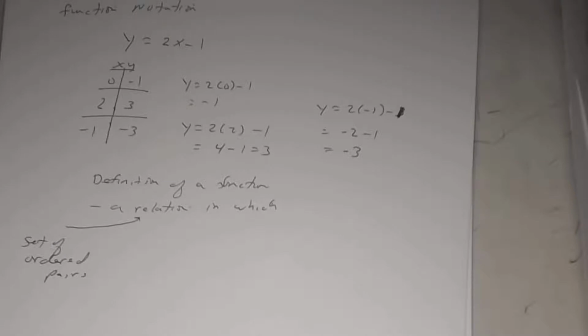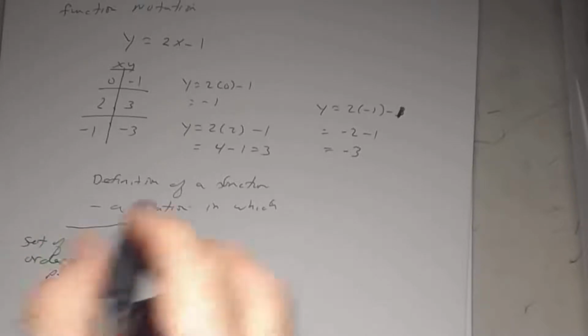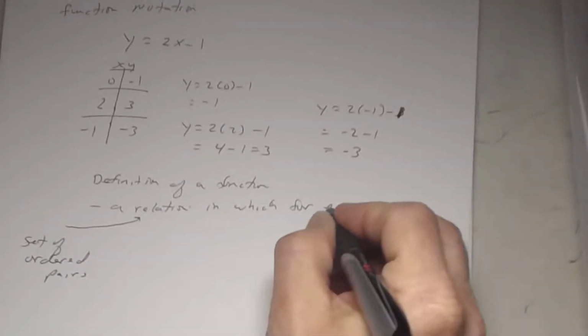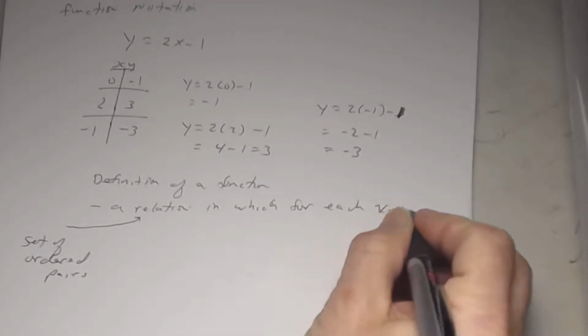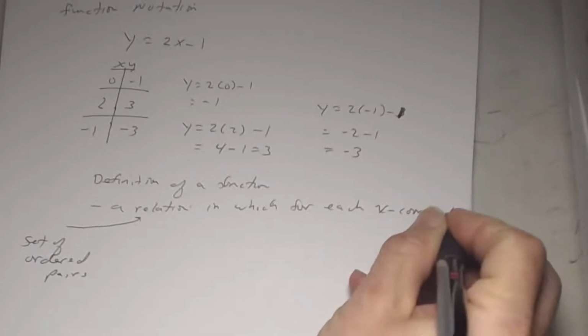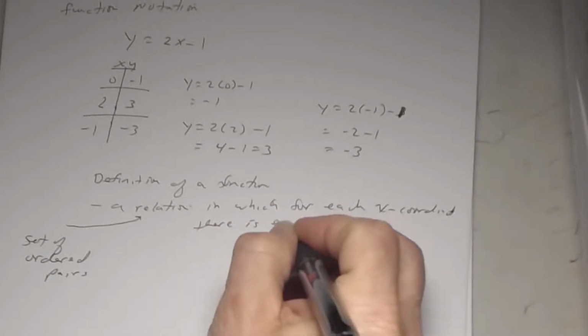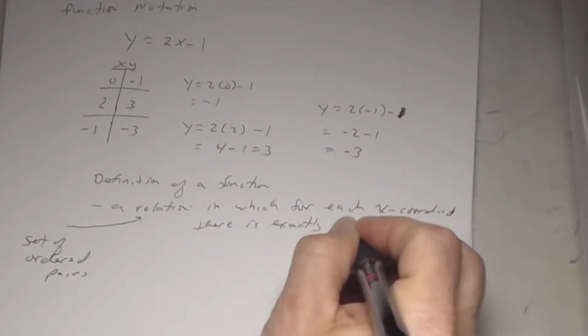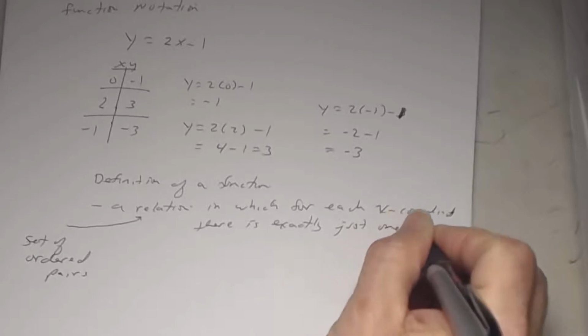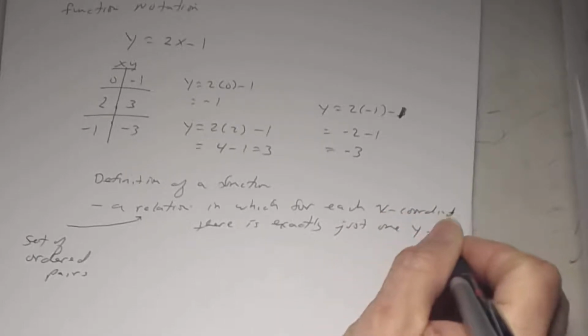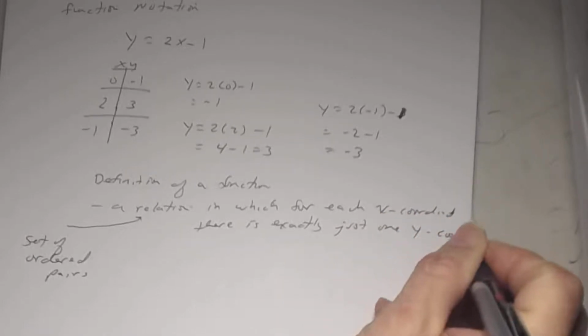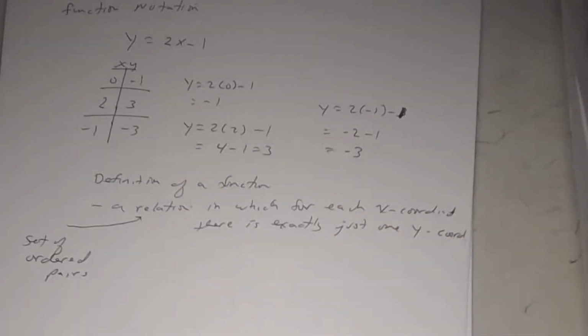So a function is a relation in which for each x coordinate there is exactly just one y coordinate. So for a function, for each x coordinate, you better have how many y coordinates with it? Just one.